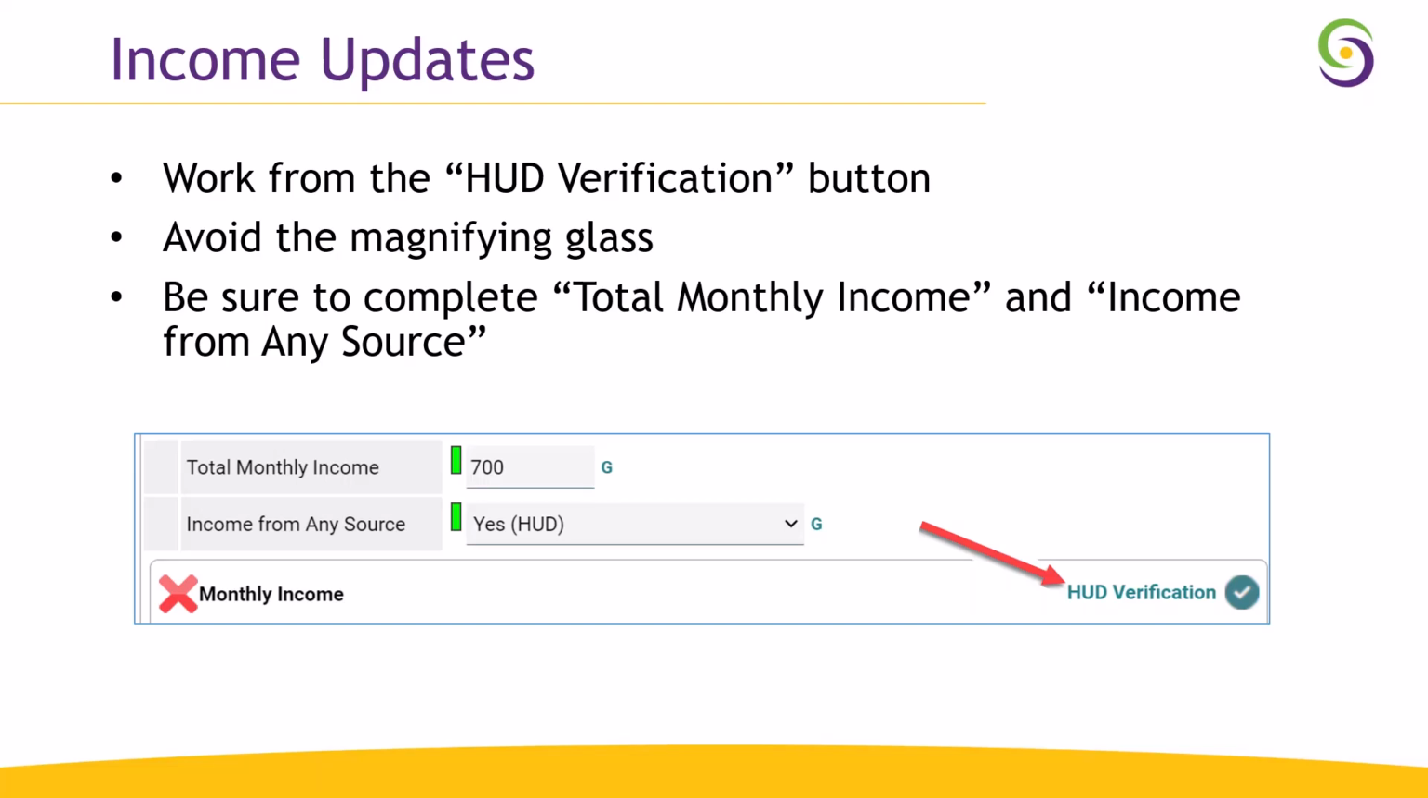In addition, for total monthly income specifically, we want to make sure that we're completing the total monthly income and income from any source text fields as well. We want to make sure that the sub-assessment of the HUD verification button, as well as those total monthly income and income from any source fields, are consistent and accurate.